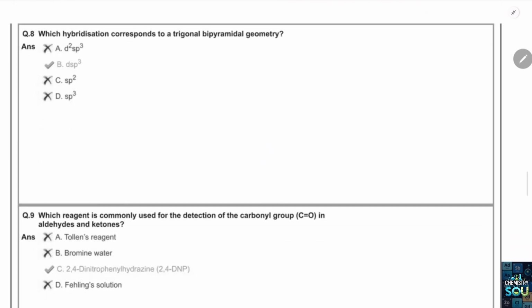In the question number 8, which hybridization corresponds to the trigonal bipyramidal geometry, TBP? For TBP, we know that it is dsp3 geometry, because the total coordination number is 5, 1, 2, 3, 4, 5. Option B is correct. This one is octahedral, this is tetrahedral, and sp2 is trigonal planar geometry.